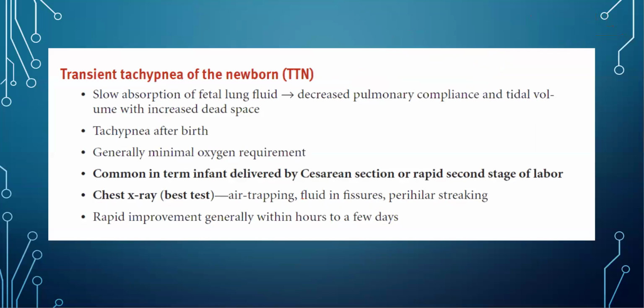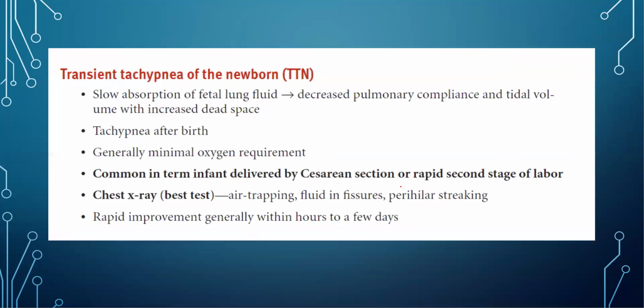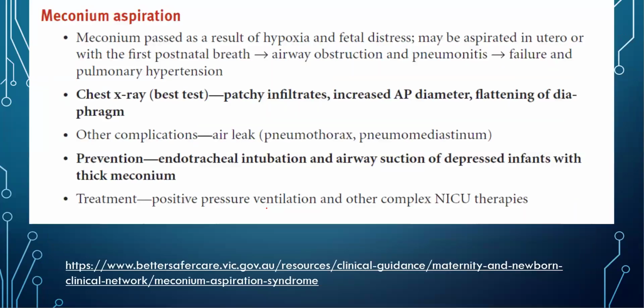Okay. So TTN is common in a term baby, and cesarean section is also one of the risk factor, but it will get better. And if you do a chest X-ray, you will be able to diagnose the condition. So you have got for preterm baby, it is RDS. For term baby, it is transient tachypnea of newborn.